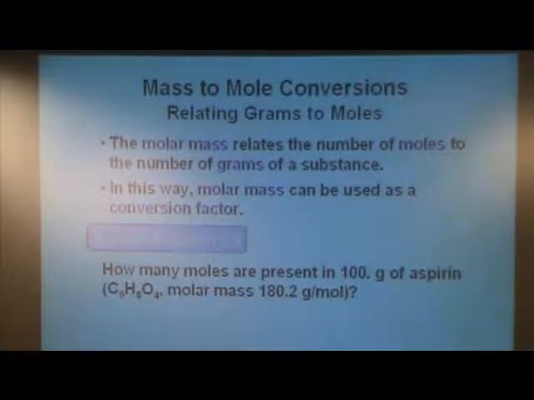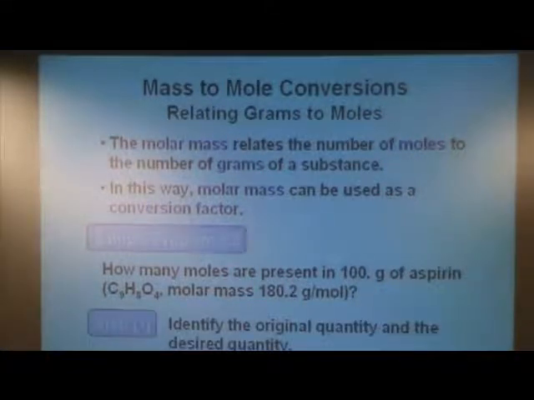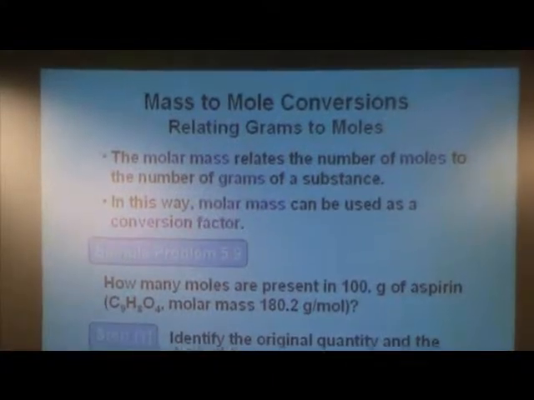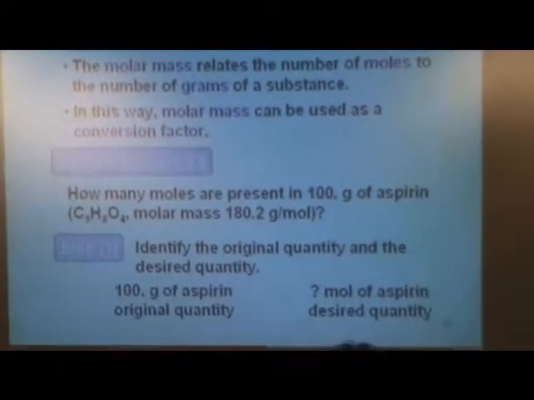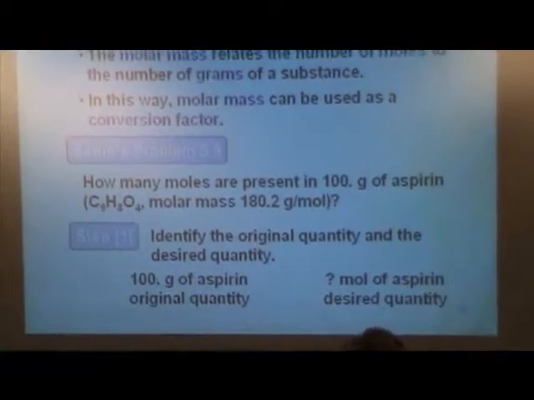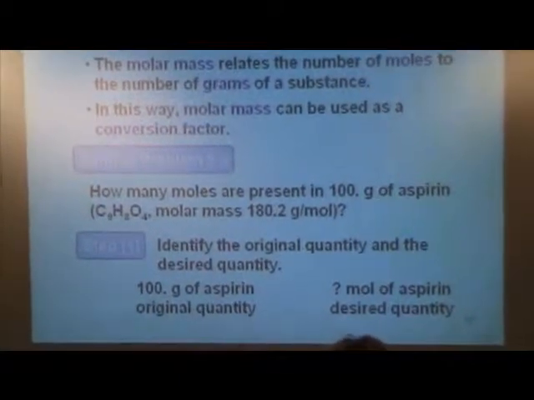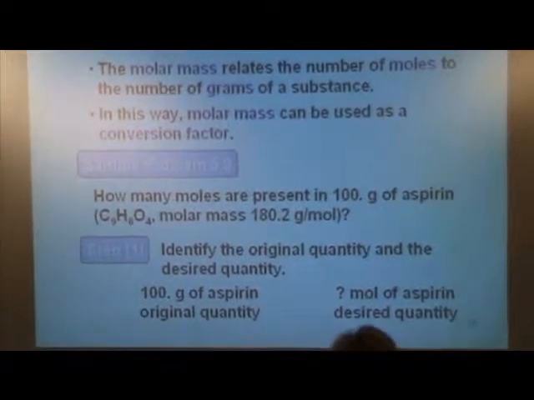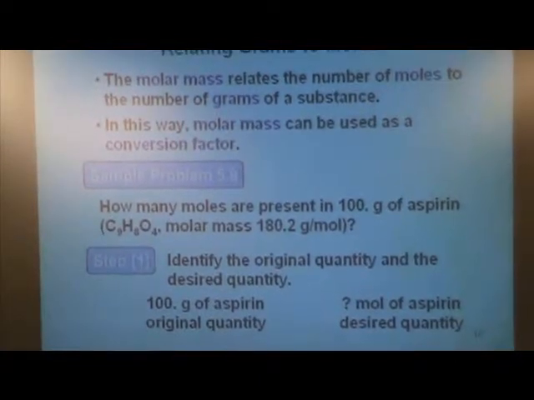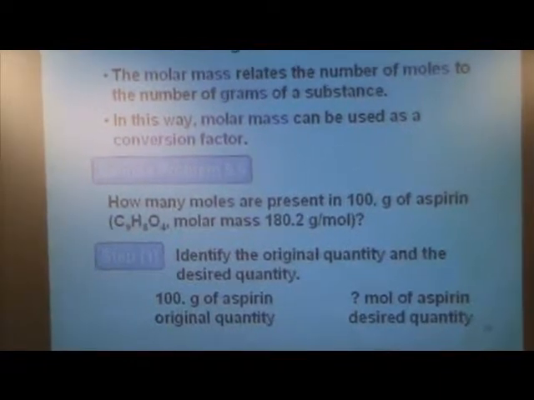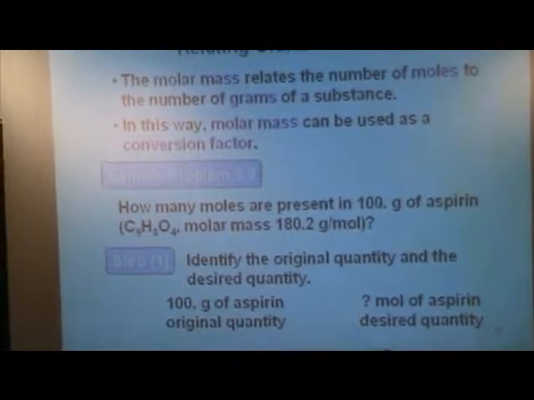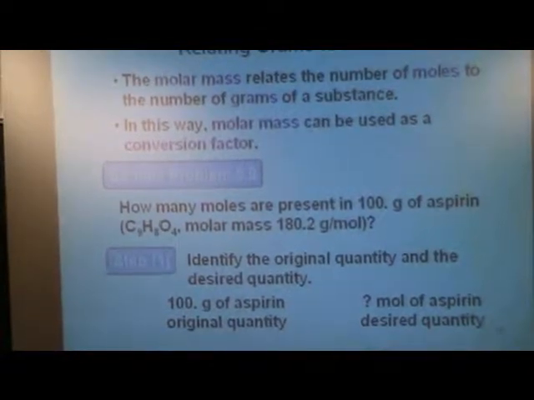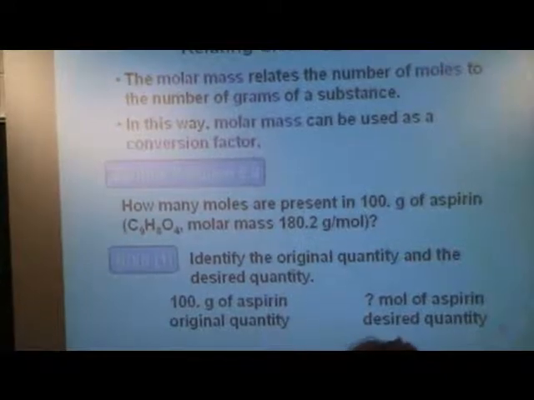But you understand the concept, right? Okay. Now, let's do this. How many moles are present in 100 grams of aspirin? You have 100 grams of aspirin, and the molar mass of aspirin is given to you, 180.2 grams. So how many moles are there? What is the very first thing you do? You need to calculate what 1 mole of aspirin equals in terms of grams.